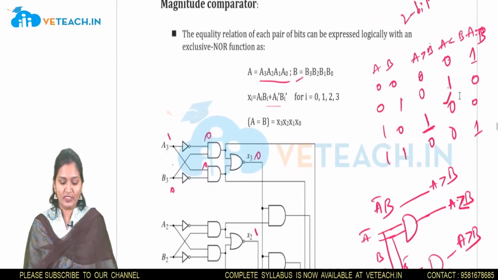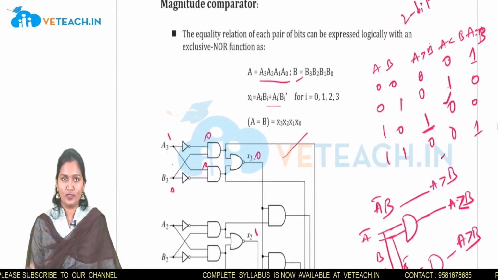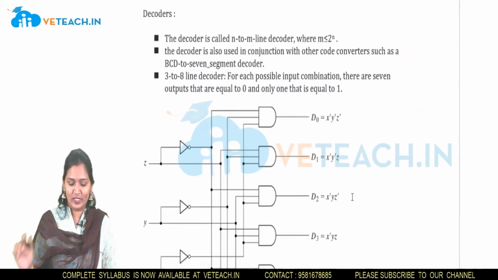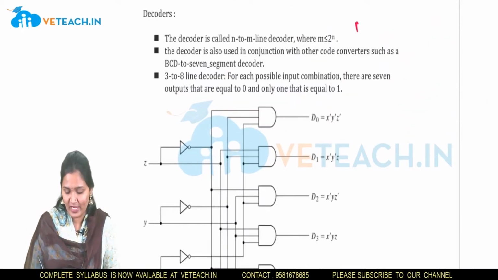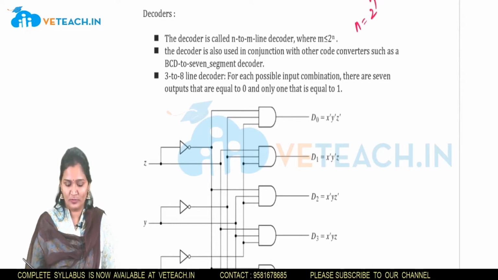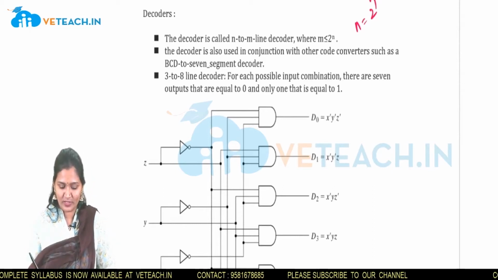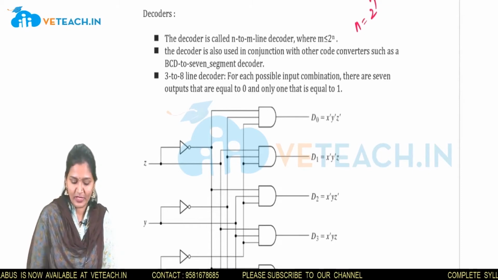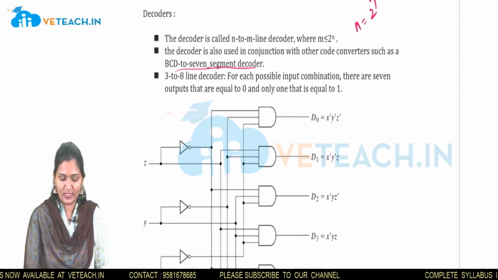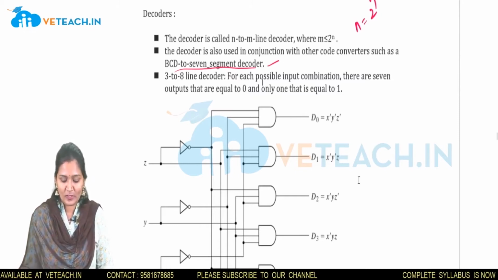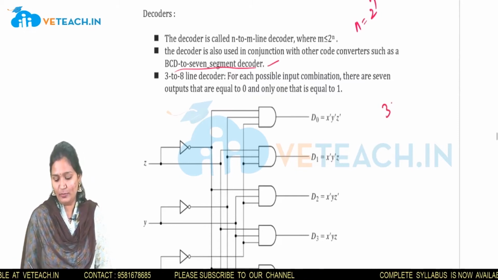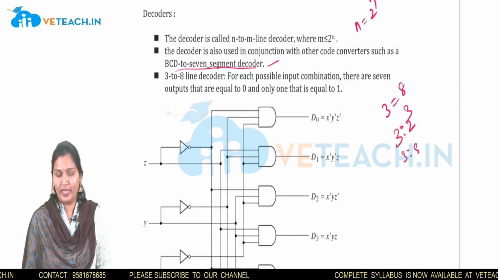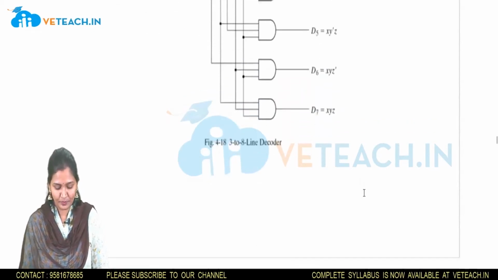We have discussed the 4-bit comparator and this is the 2-bit comparator. This is about the magnitude comparator. Now I am going to tell about the decoder. A decoder is a combinational circuit designed for decoding purposes: if we have n inputs, we get 2 power n outputs. Generally it is used to convert BCD to 7-segment display, which is an application of the decoder. If we have 3 inputs, we get 8 outputs, that is 3 to 2 power 3, 3 to 8 decoder.